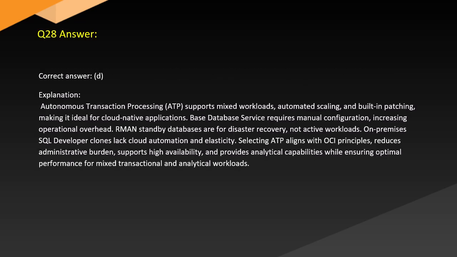Answer. Correct answer: D. Explanation. Autonomous Transaction Processing, ATP, supports mixed workloads, automated scaling, and built-in patching, making it ideal for cloud-native applications. Base Database Service requires manual configuration, increasing operational overhead. RMAN standby databases are for disaster recovery, not active workloads. On-premise SQL developer clones lack cloud automation and elasticity. Selecting ATP aligns with OCI principles, reduces administrative burden, supports high availability, and provides analytical capabilities while ensuring optimal performance for mixed transactional and analytical workloads.